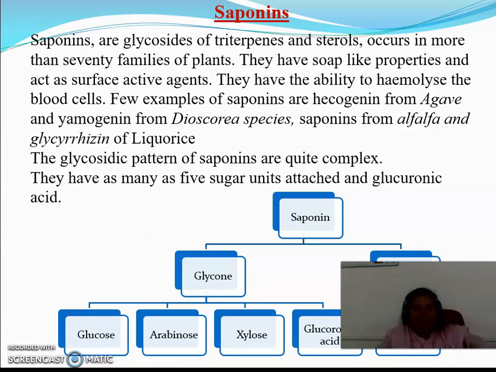The glycosidal pattern of saponins is quite complex. They have as many as 5 sugar units attached, and glucuronic acids. These saponins will be divided into two categories. That is, saponin is made up of two parts, the glycon and aglycon parts. In that, the glycon part will be either glucose, arabinose, xylose or glucuronic acid. The aglycon part will be sapogenin.